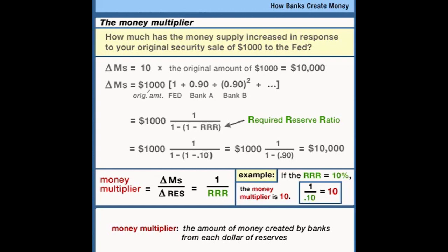So if we take all those little pieces of money that we started with and add them up, here's the amount that was created for Jane, here's the amount that was created for Jack, here's the amount that was created in the next stage, and the next stage, and the next stage, until the pieces are too small to add up. The end result is the total change in the money supply. And the total change in the money supply is going to be the original change from the Fed multiplied by the money multiplier, which is 1 over the required reserve ratio.